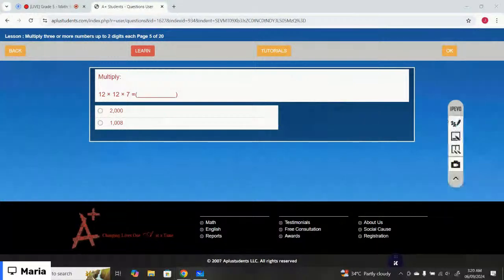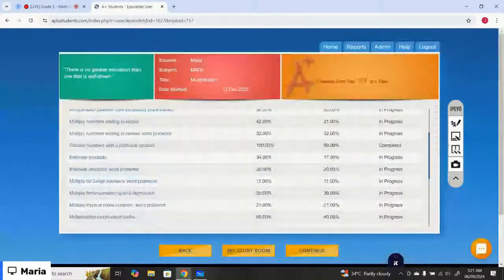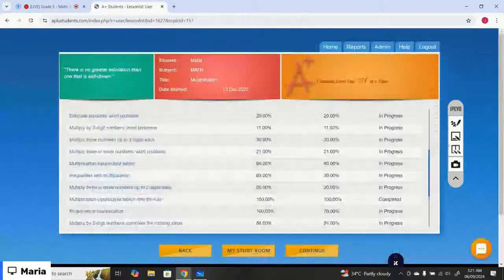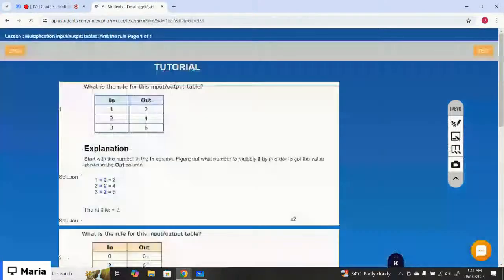Okay, you can complete the lesson by yourself later today. Let me just move on to the next lesson. Okay, and the next lesson is multiplication input output tables, find the rules. Let's just start with the next lesson.